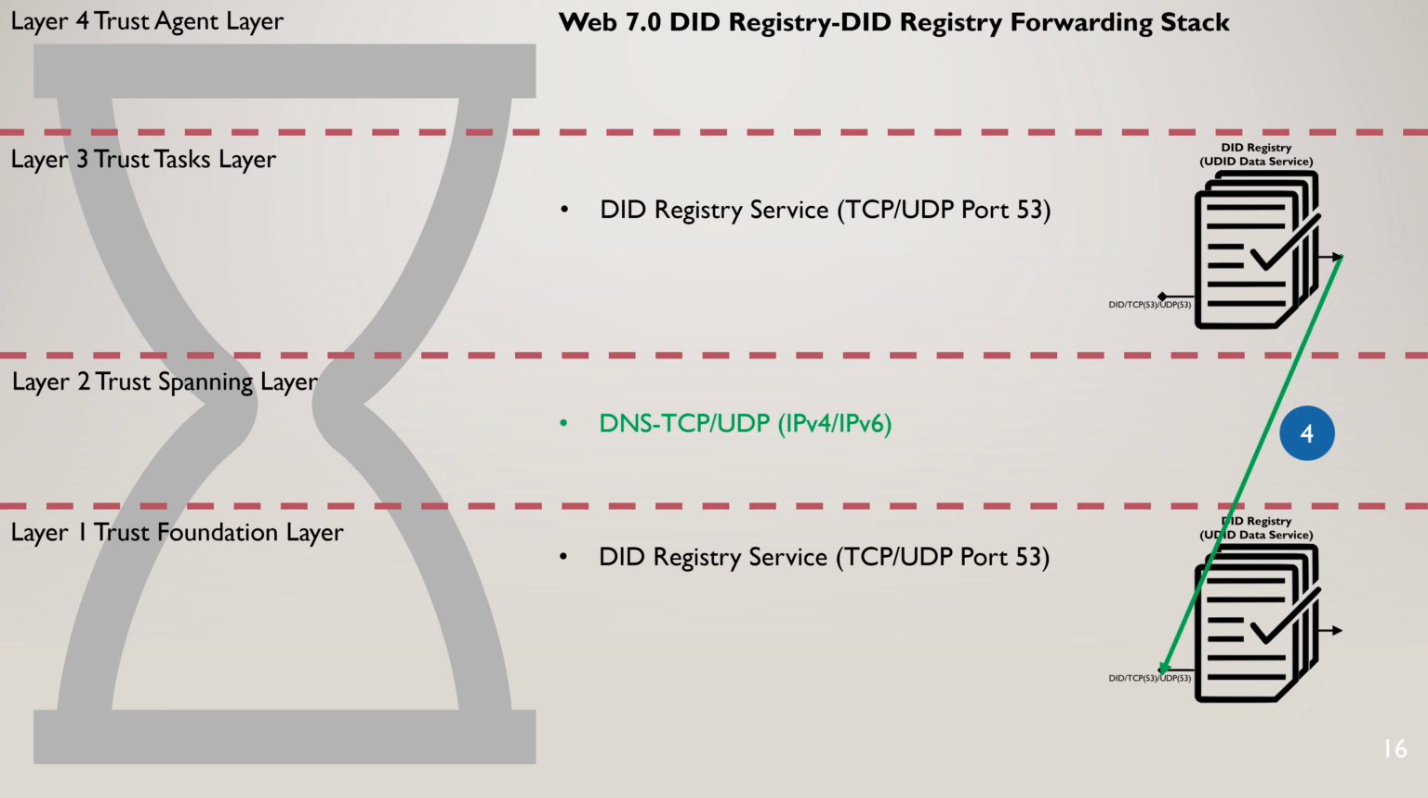The DID registries also can perform forwarding similar to DNS. So again, just being anal and being complete, we have the DID registry to DID registry forwarding stack, and that's number 4. You can refer back to the earlier slide, and of course it's running DNS over TCP/IP/UDP.